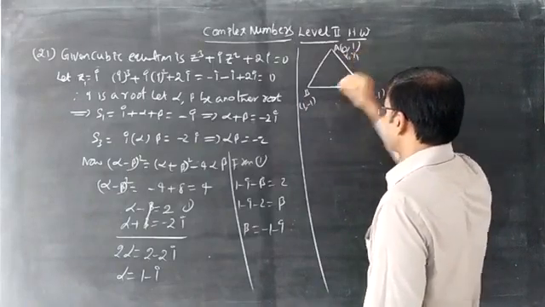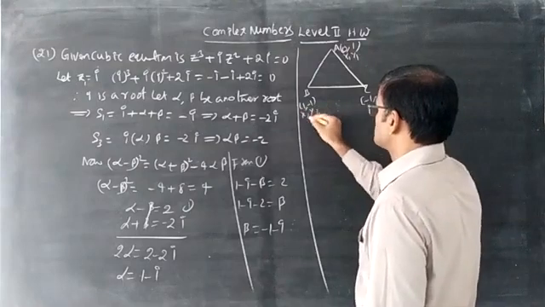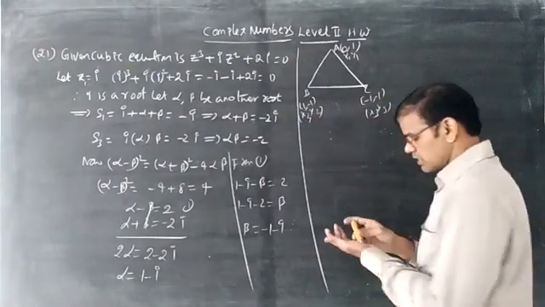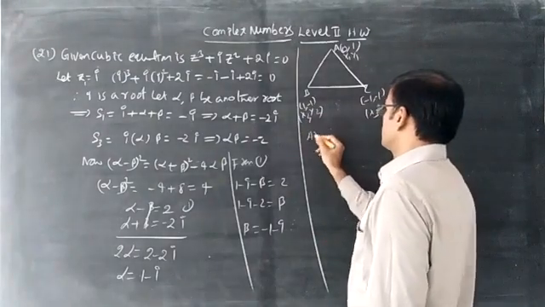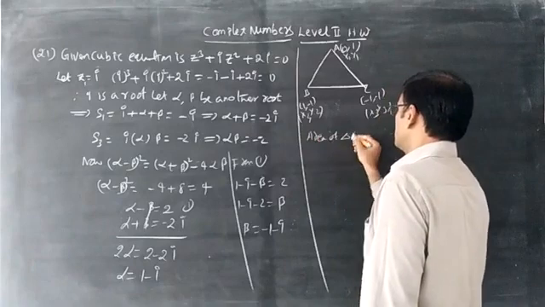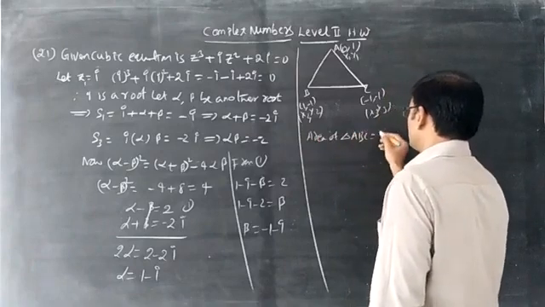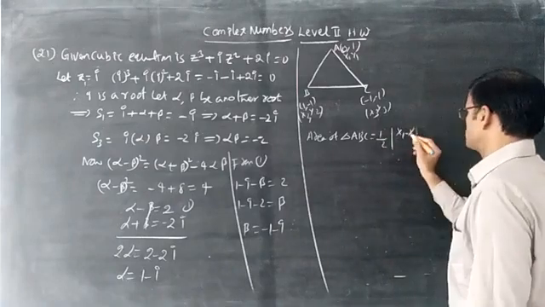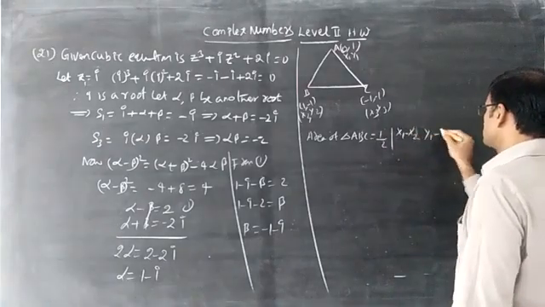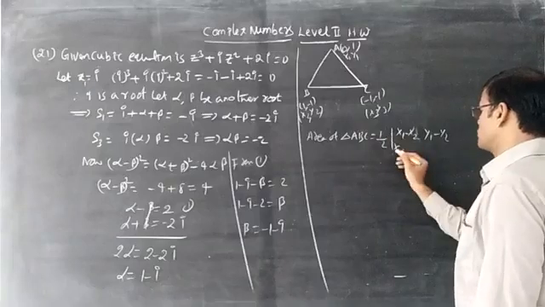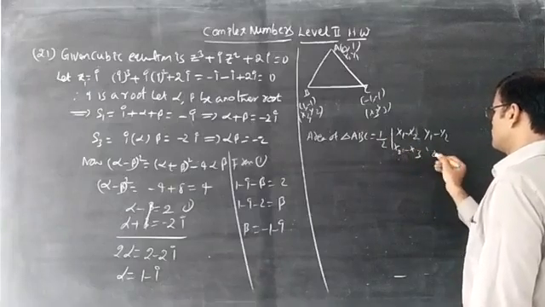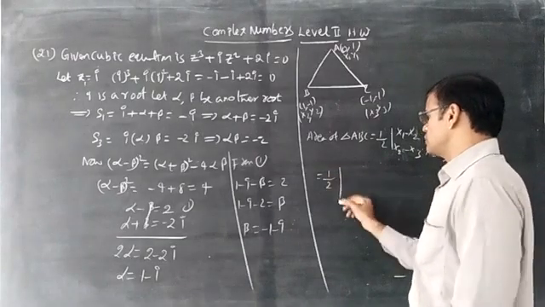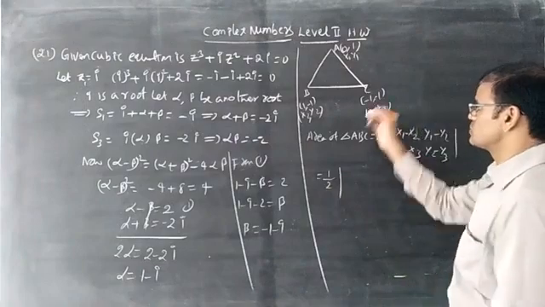Let this is x1 comma y1, and this is x2 comma y2, and this is x3 comma y3 according to geometry concept. Remember the area of a triangle ABC. Area of a triangle ABC is equal to 1 by 2 determinant of x1 minus x2, here y1 minus y2, here x2 minus x3, here y2 minus y3. So that is equal to 1 by 2 into x1 minus x2 becomes 0 minus 1.